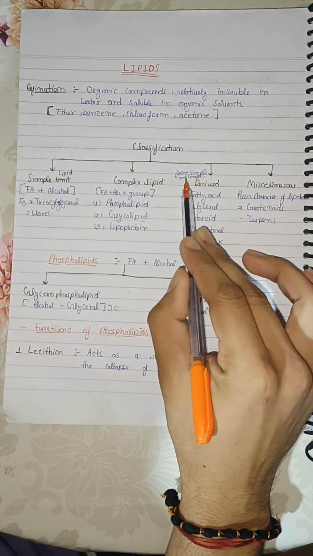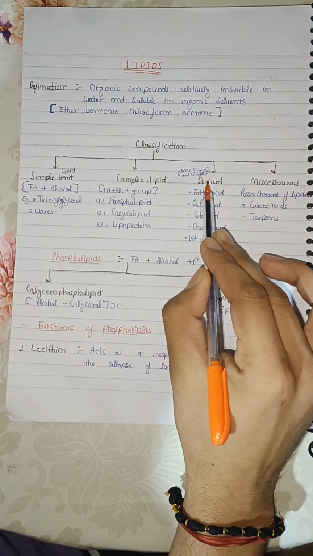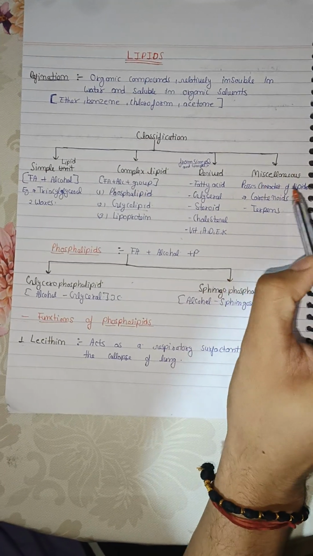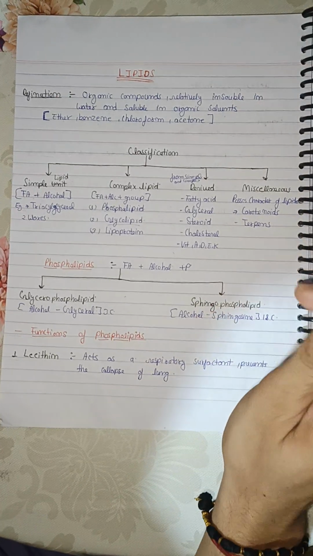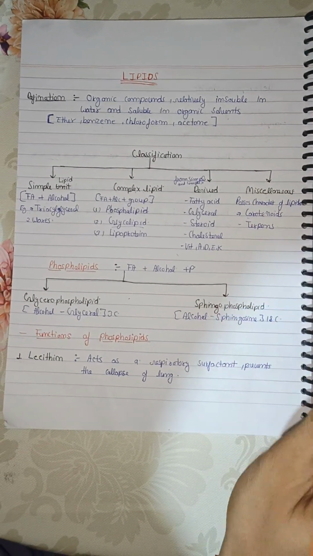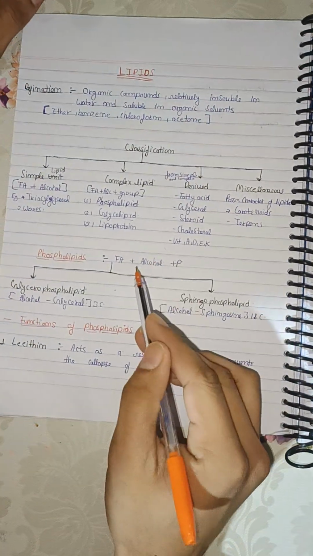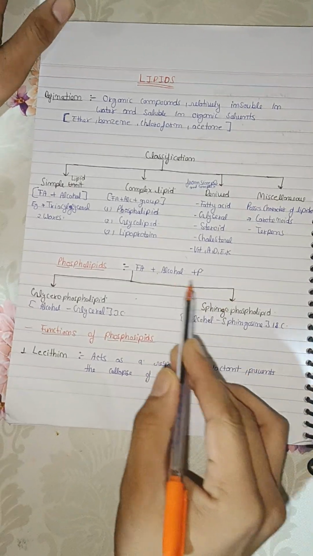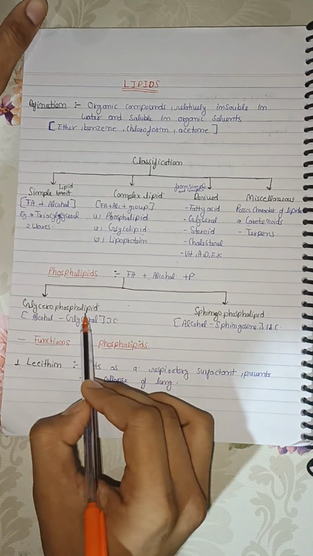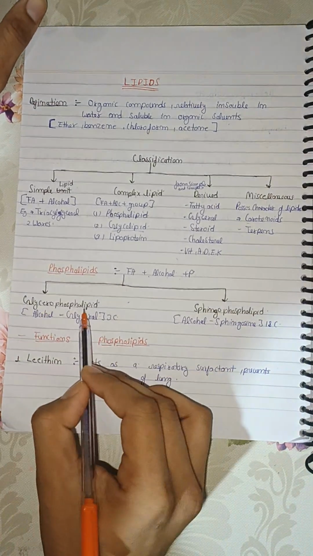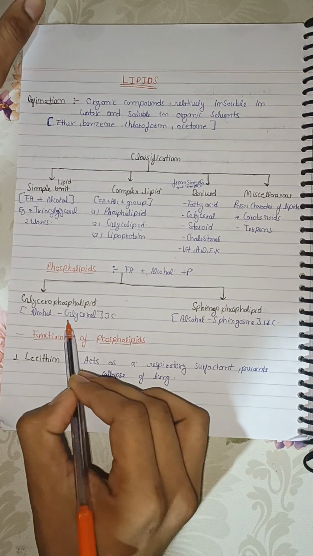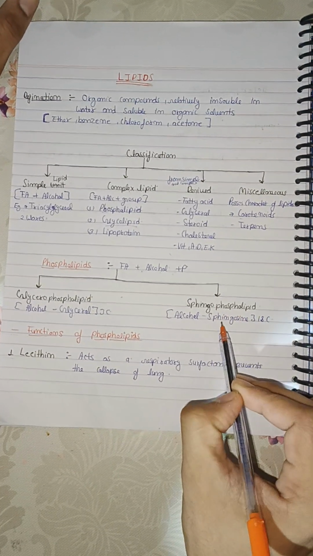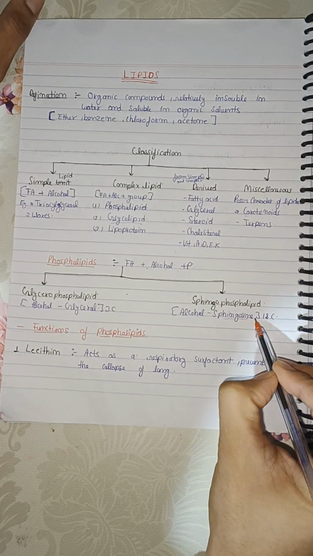Derived lipids are those which are formed from the simple and complex lipids. They include fatty acids, glycerol, steroids, cholesterol, and vitamins A, D, E, K. Miscellaneous are those which have a few characteristics of lipids, like carotenoids and terpenes. Now the phospholipids. Phospholipids have a fatty acid plus alcohol plus a phosphate group. They are also divided into glycerophospholipids and sphingophospholipids. In glycerophospholipids, a glycerol group is added, and in sphingophospholipids a sphingosine group is added.